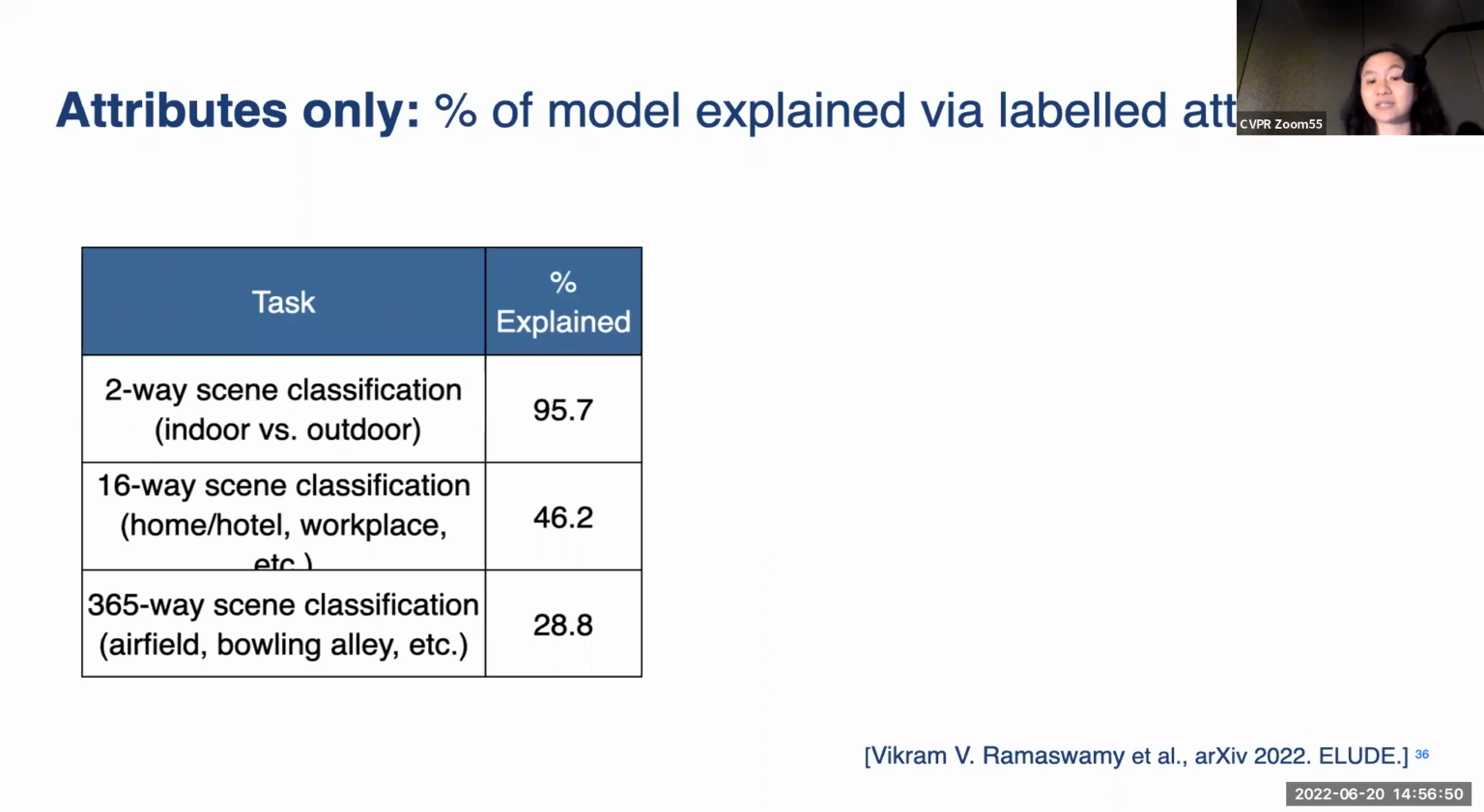We find that as the task complexity increases, so when we go from a 2-way classifier to a 16-way classifier to a 365-way classifier, the amount that can be explained by the labeled attributes decreases. So in our simple classifier of indoor versus outdoor scenes, we could explain around 95% of the original model's predictions, but this drops to below 30% when we're looking at a fine-grained scene classifier.